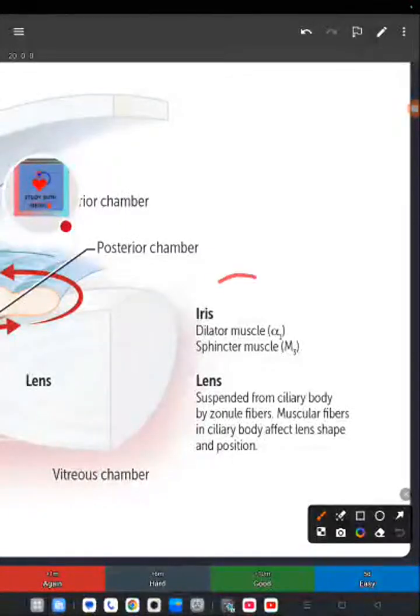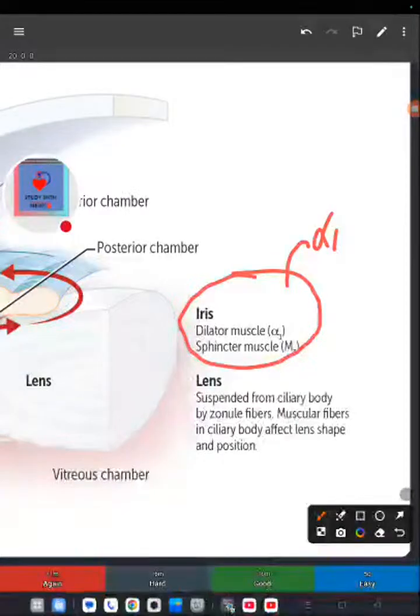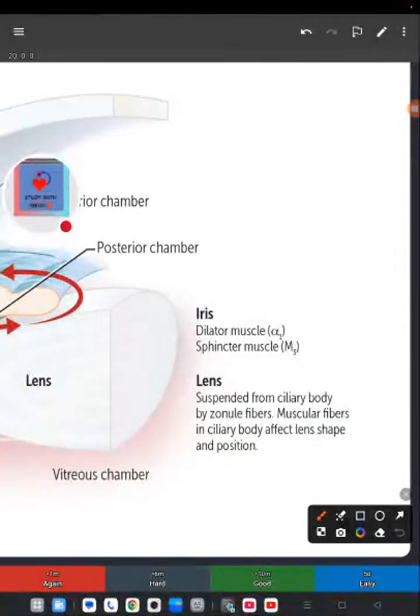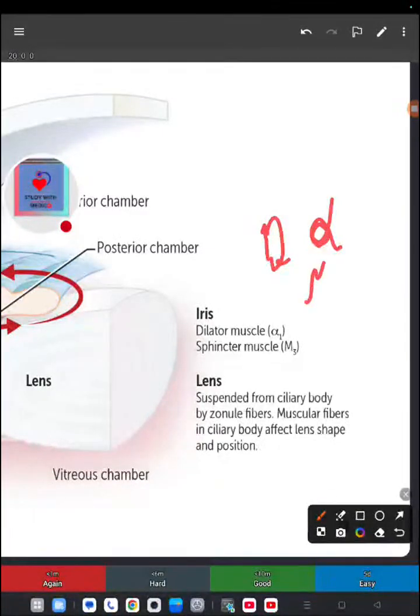The iris dilator muscle has alpha 1 receptors, and the sphincter muscle has M3. How will you remember this? Dilator is alpha 1, I pick D1, right? And M is sphincter muscle; M3 looks like S, right? So M3.